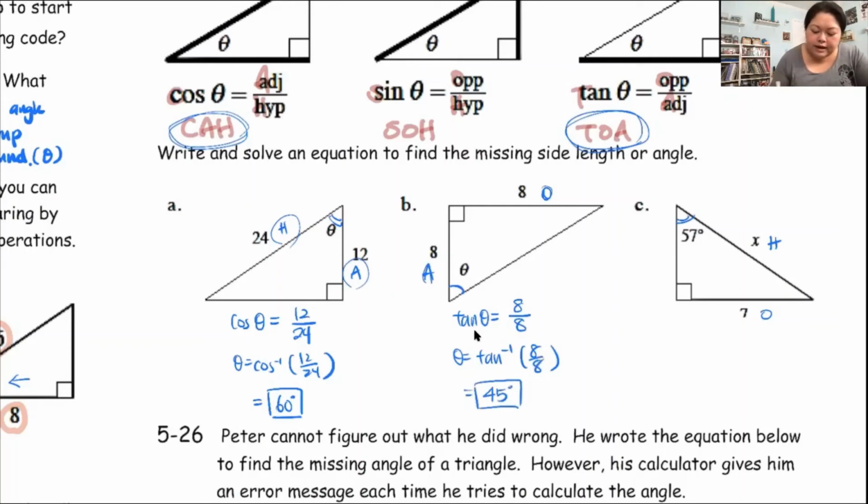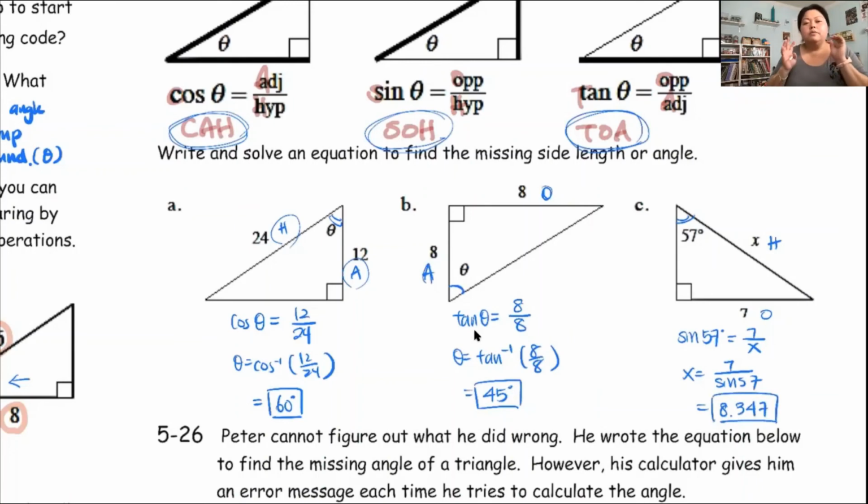Okay, last one, I see O and H. So O and H is sine. So sine of 57 equals opposite over hypotenuse. See how my x is on the bottom? I'm going to swap the whole thing. So x equals 7 over sine of 57. So 7 divided by sine of 57, I get about 8.347. And that's how long x is.